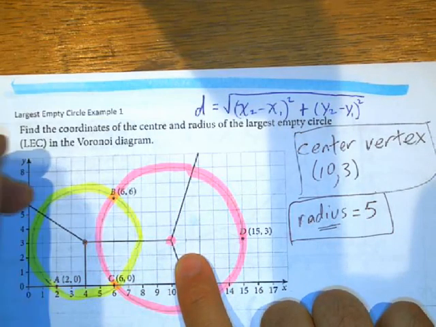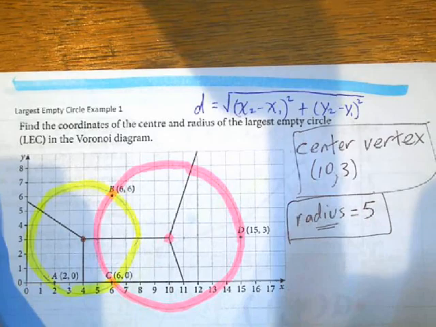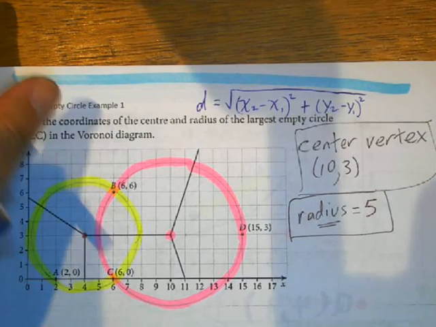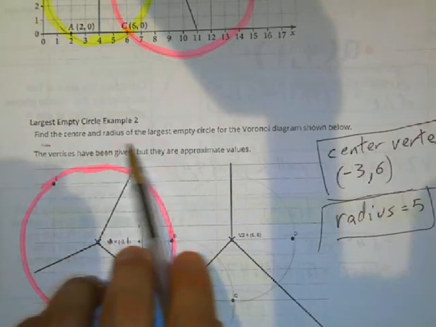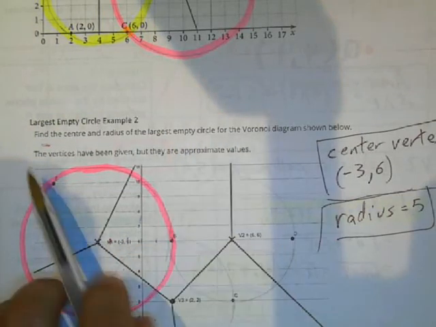And this formula is in your formula packet. All right, next question. Find the center and radius of the largest empty circle below.